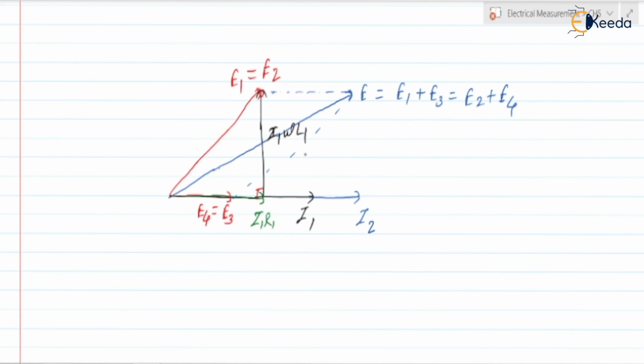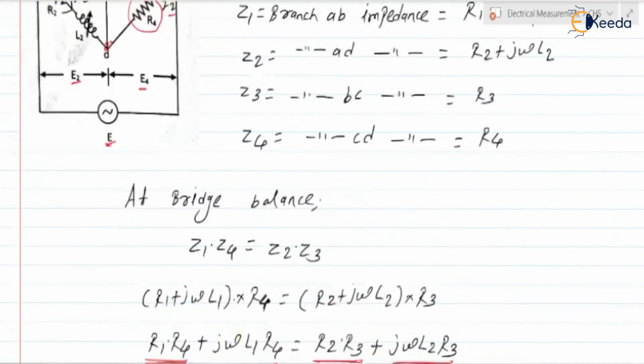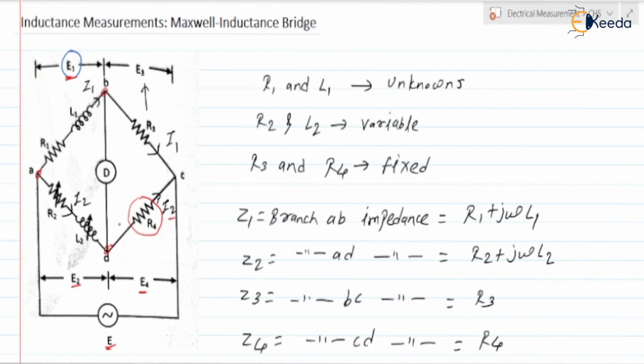You need to understand how to draw the phasor diagram for the Maxwell inductance bridge, or for any bridge. What we have done is first consider one reference phasor, here I1. Once we draw the phasor for I1, we can draw the remaining phasors. So friends, this is about the Maxwell's inductance bridge. Okay, thank you.